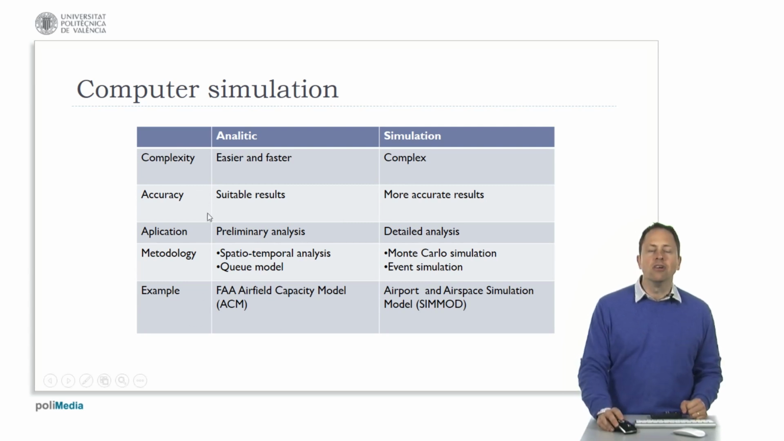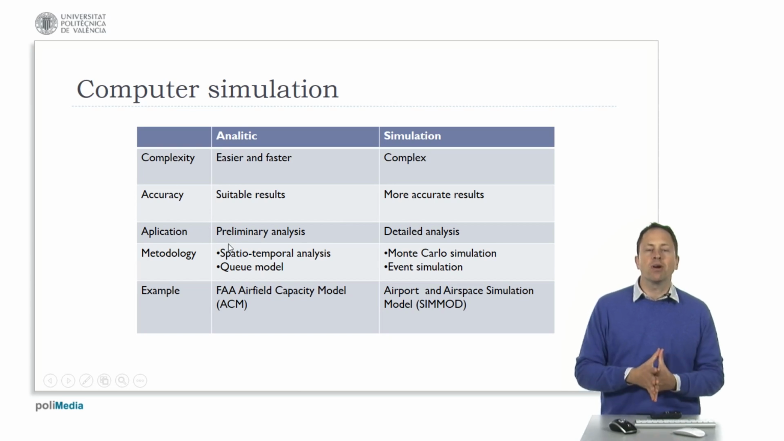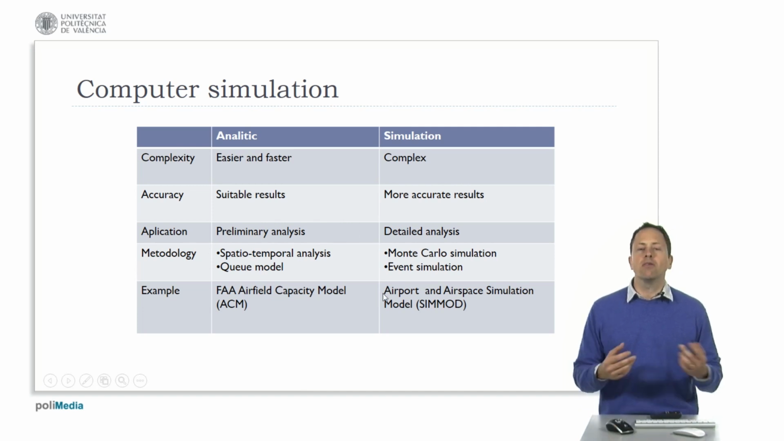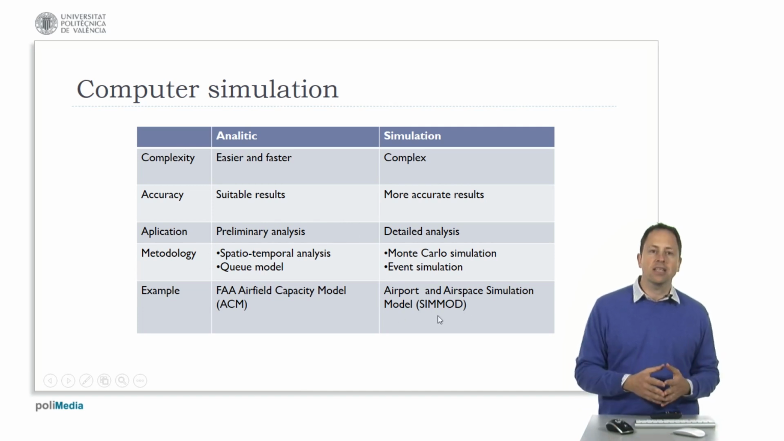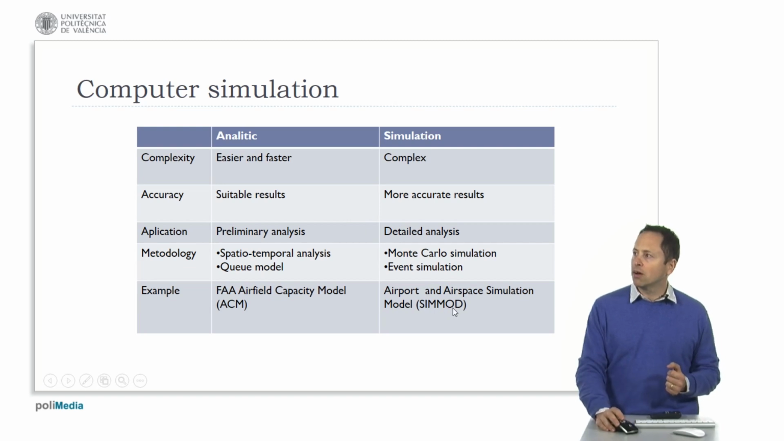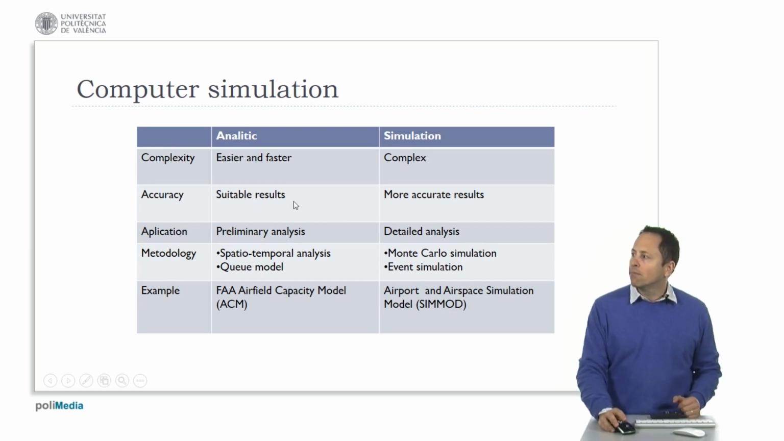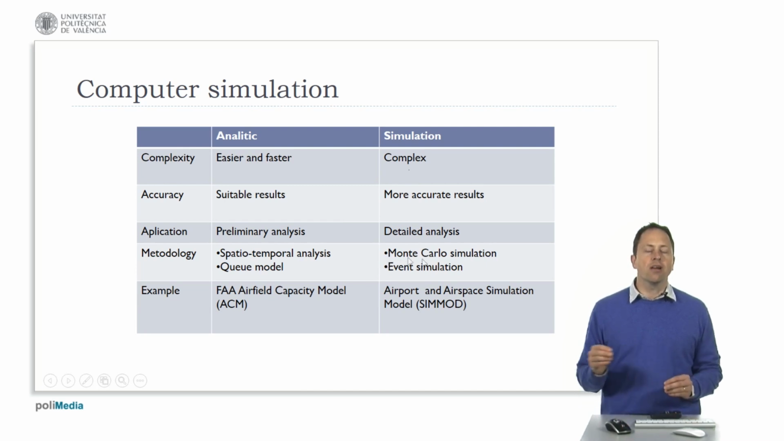Many times, for a preliminary analysis people spend a lot of money and time to do a simulation with SIMMOD, for example, when actually it might not be necessary. A simulation could be done with a simpler analytical method and then, for a closer design, work with a simulation of this type. Simulations may use Monte Carlo method, which is based on dropping random points in different locations and then studying how the system works, or event simulation, which is more common.